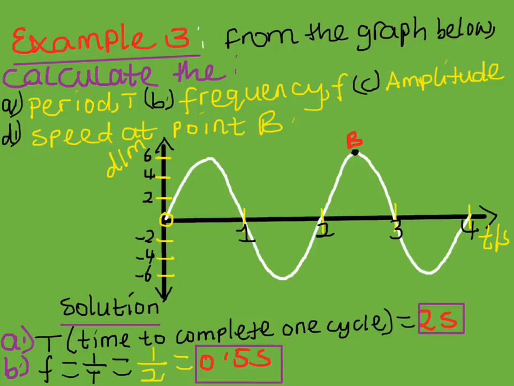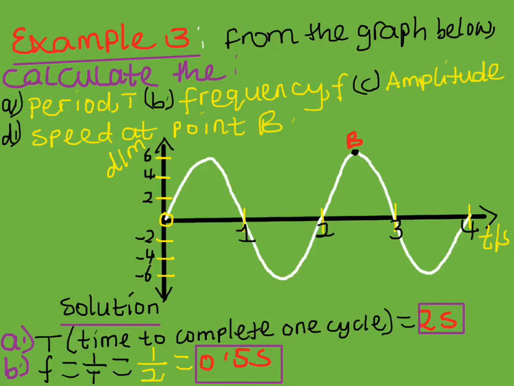What will you say the amplitude is? What is the maximum displacement of this wave from 0? It can be clearly seen from the graph to be 6, which gives the amplitude of the wave to be 6. Now, the last question is, calculate the speed of the wave at point B.